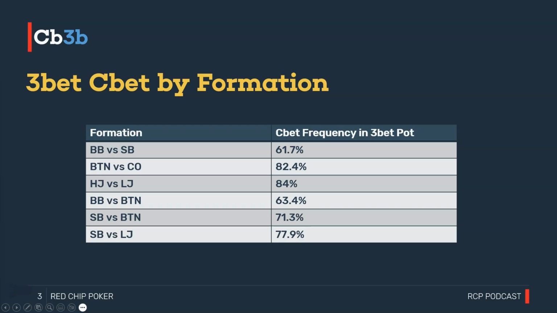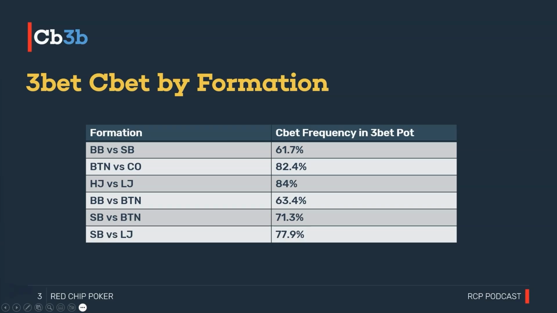Big blind versus button formation, c-bet frequency 63.4% as mentioned. Small blind versus button formation, 71.3% c-bet frequency, so noticeably higher. Now we're hopefully seeing the pattern. We're supposed to c-bet more aggressively in position. We're supposed to c-bet less aggressively in late position battles. And the small blind is supposed to c-bet more aggressively than the big blind.